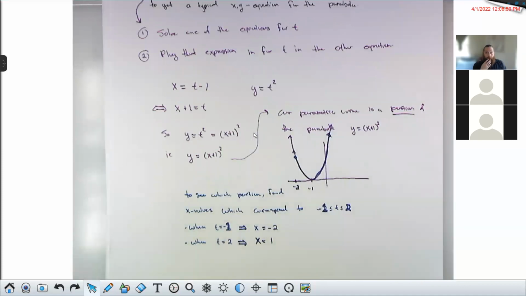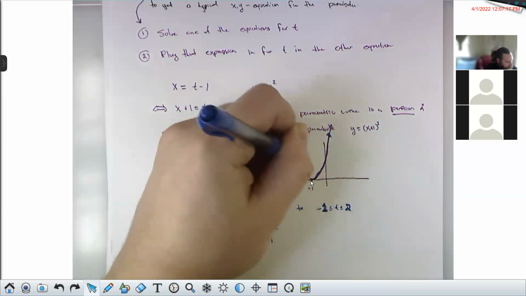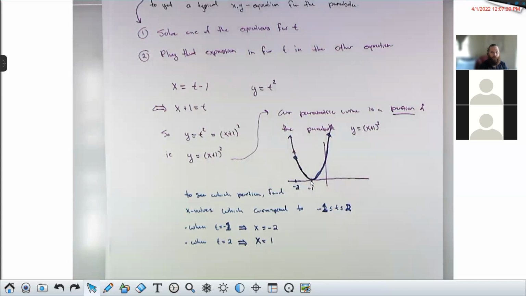This can provide an alternate path to graphing these things. You can eliminate the parameter to get a regular xy equation, which is the sort of thing we have more experience with, and then find the x values that correspond to the prescribed t values. I'm going to go ahead and do this for our ellipse, and then I will let you guys go. Questions about how to eliminate the parameter in parametric equations?